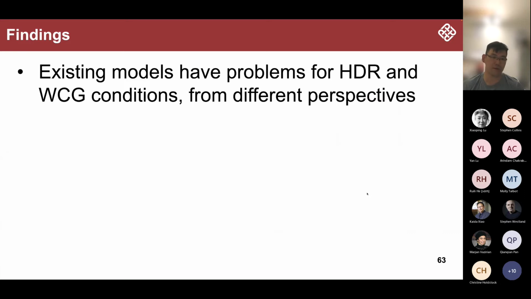So based on these three experiments, we find that the existing models have some problems for the HDR and also for the wide color gamut conditions from different perspectives: whether the lightness dimension is perpendicular to the chromaticness plane, whether we have a very good function to describe the relationship between the physical intensity and our perceived lightness, and also for the constant hue when we do the chroma compression or the gamut compression. These are the things we have some problems with at this moment, and we need to make more efforts to improve that.